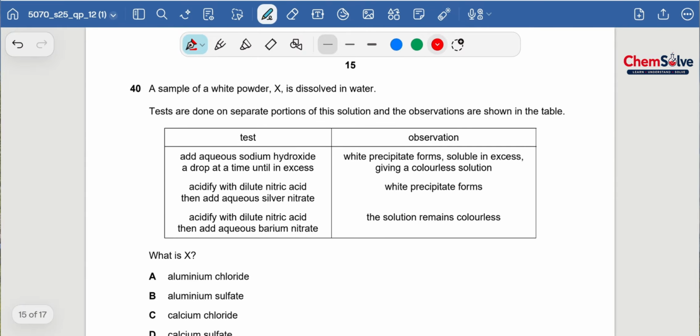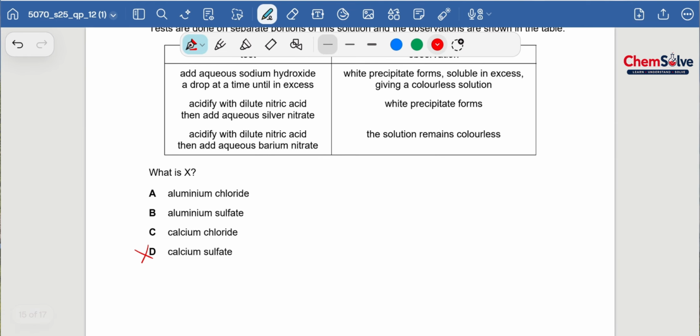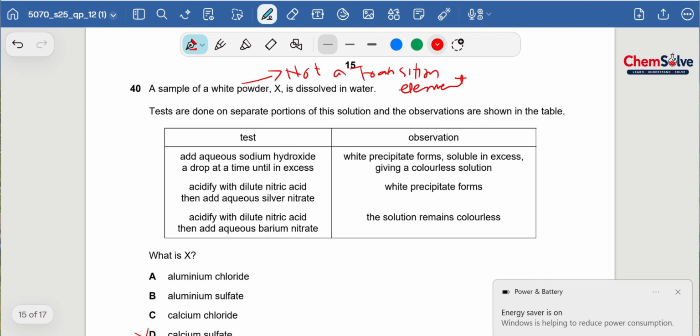Now move to the last question. A sample of the white powder X. If it is a white powder, it's not a transition element. Dissolve in water. So if it is dissolved in water, then it couldn't be D, because D is calcium sulfate and calcium sulfate is insoluble in water.